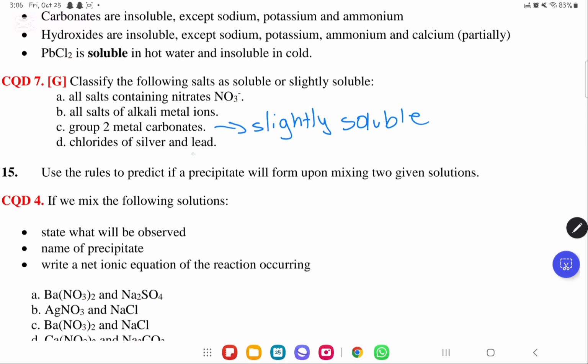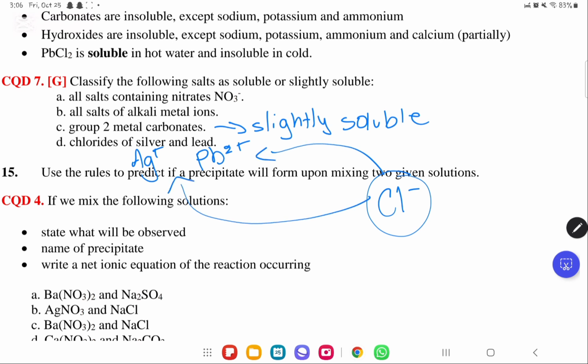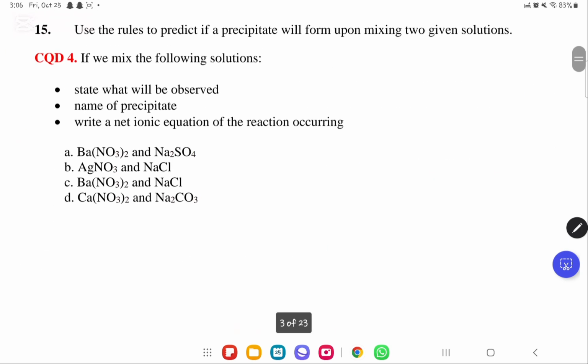Now, chlorides of silver and lead. Okay, lead is Pb2 plus, silver is Ag plus. Okay, we know chloride is Cl minus. And if you remember from the table you wrote or from the table you memorized, you will know that Cl minus is insoluble with Pb2 plus and Ag plus. So it will form a white precipitate. So we say this over here is what? Slightly soluble. Okay, now CQD number 4.